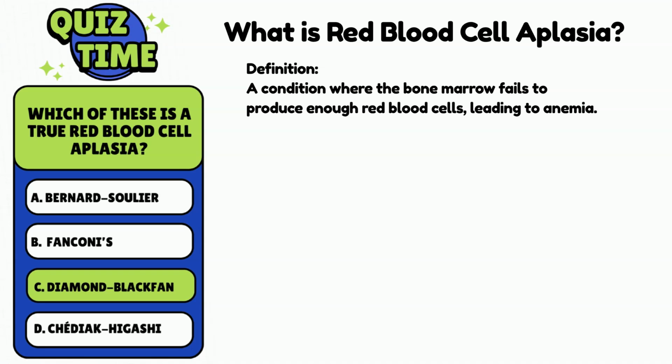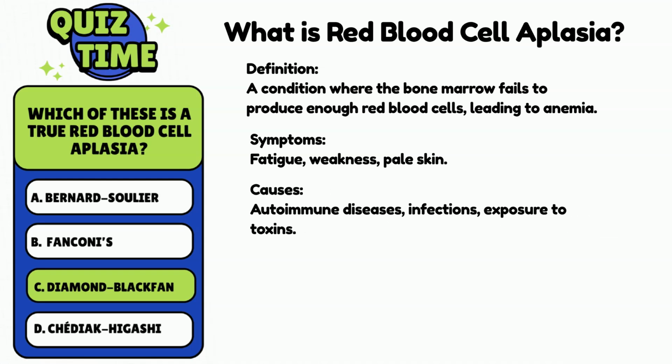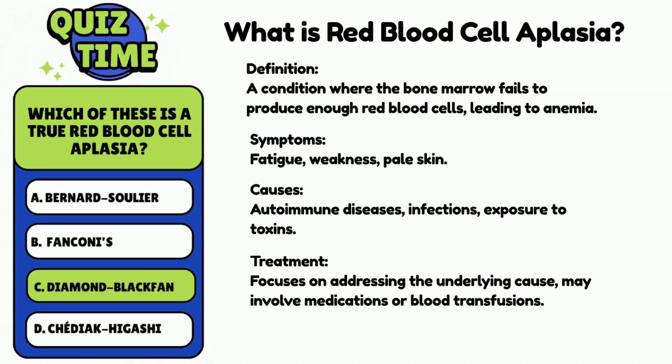blood cells. This can lead to anemia, causing symptoms like fatigue, weakness, and pale skin. It can be caused by various factors, including autoimmune disorders, certain infections, or exposure to toxins. Treatment usually focuses on addressing the underlying causes and may involve medications or blood transfusions.